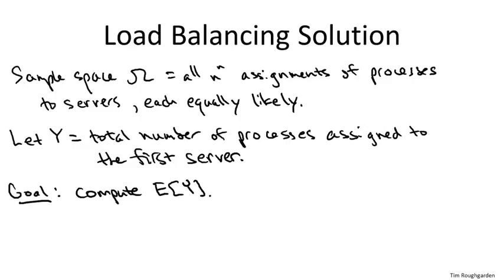Now, of course, in principle, we could go to the definition of expectation and just compute by brute force the sum over all possible outcomes of the value of y and take the average. Unfortunately, there are n to the n different outcomes, and that's a lot. So what could we do other than this brute force computation?